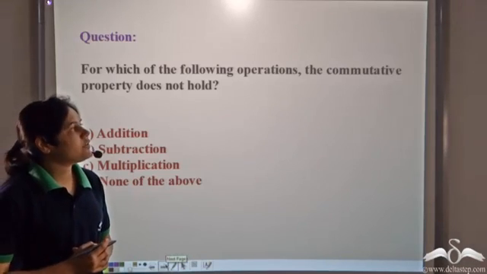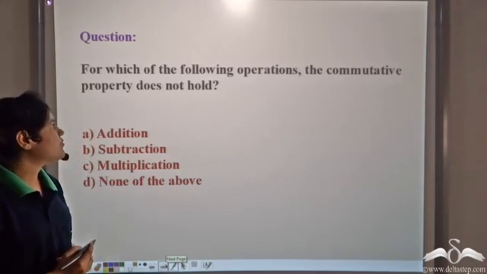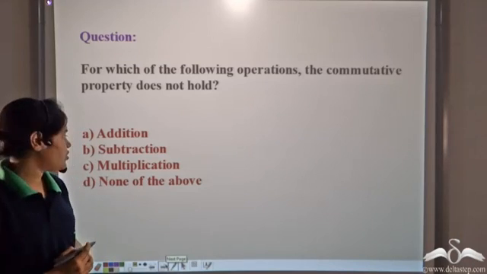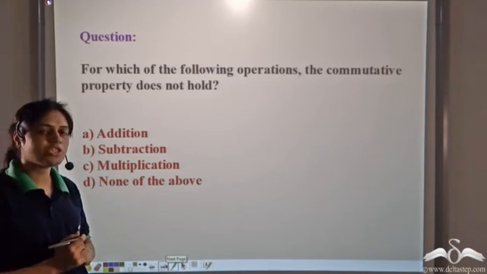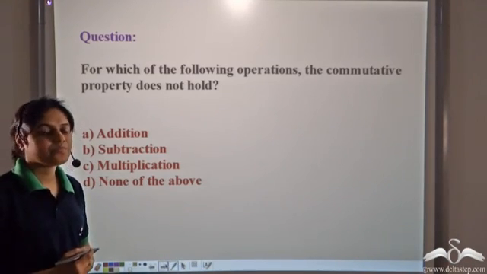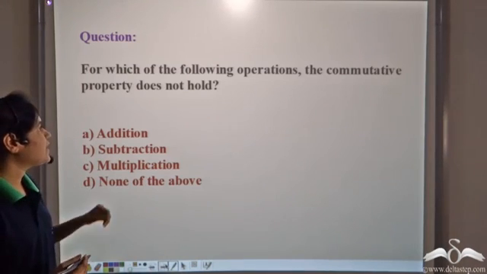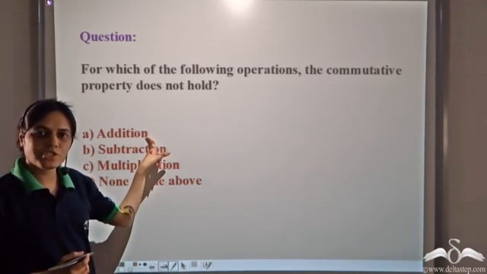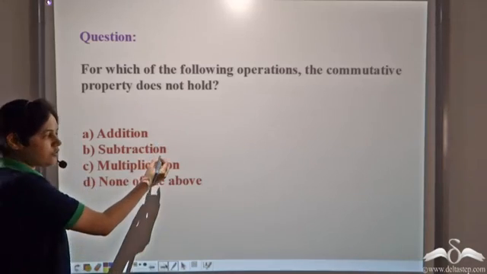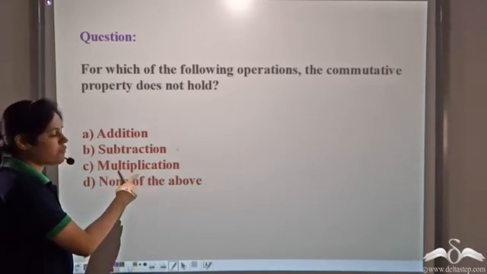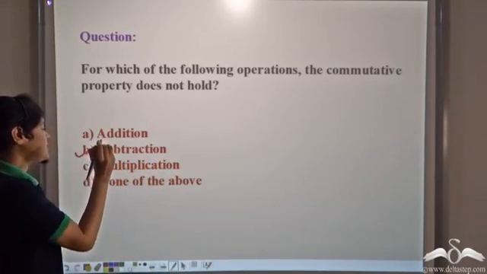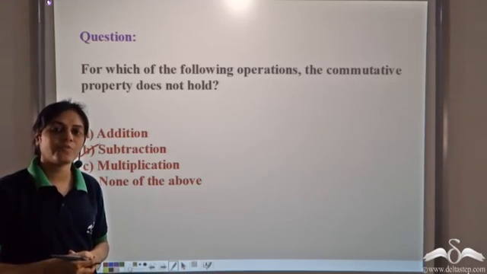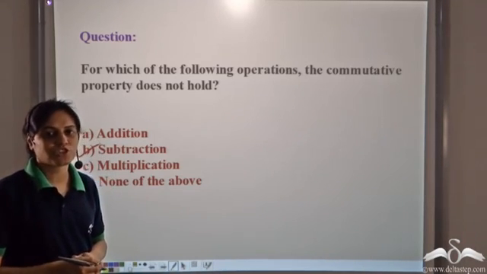For which of the following operations the commutative property does not hold? Addition, subtraction, multiplication, none of the above. Well, we have seen that commutative property holds for addition. It does not hold for subtraction. It holds for multiplication. So this is the correct answer. Commutative property does not hold for subtraction.